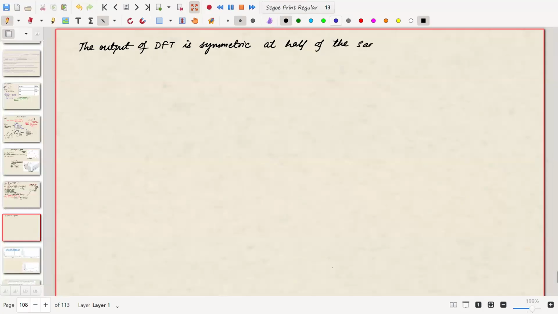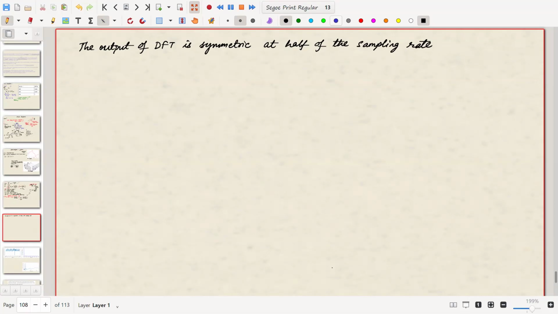At half of the sampling rate, which is just in the frequency domain. So this is just a proper way of writing it. But if we were having 0 to 100, and at 50, you can see that it is a copy of each other, a symmetry. So it is symmetric at half of the sampling rate.